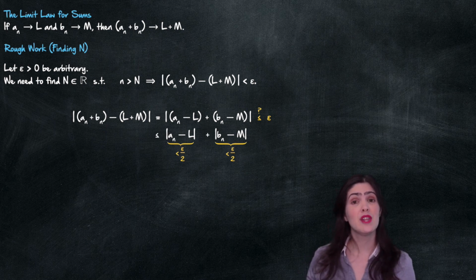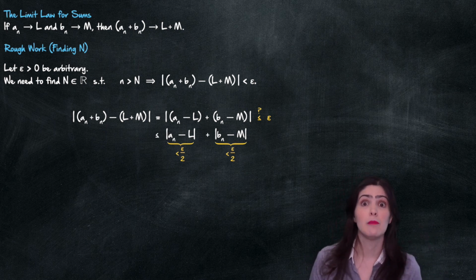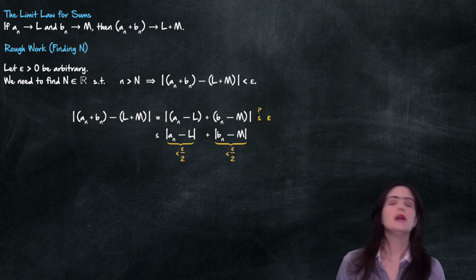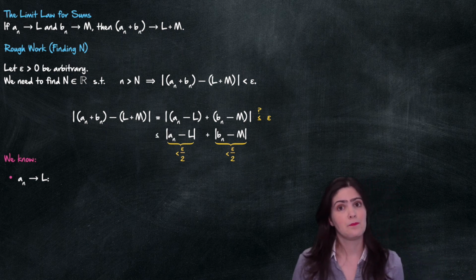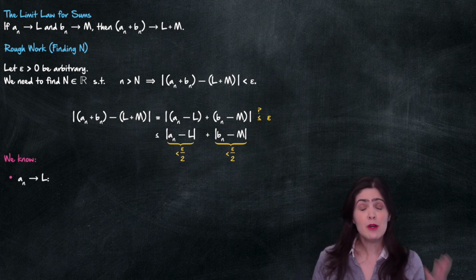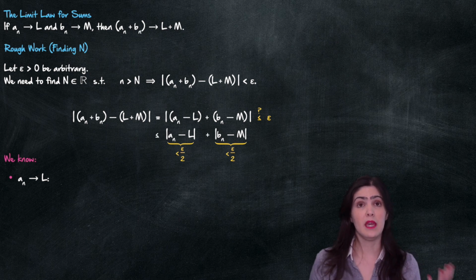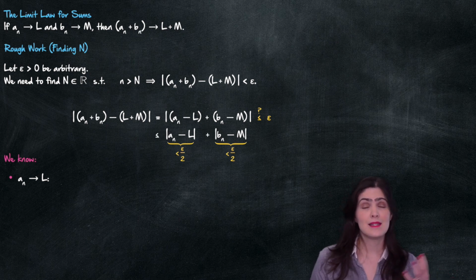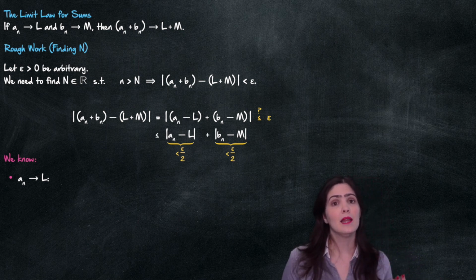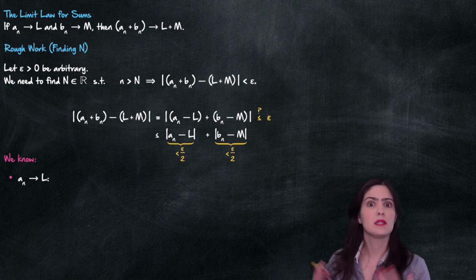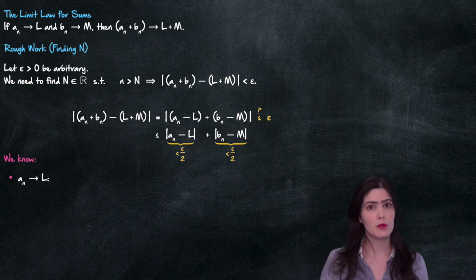If I manage to do that, I'll be done. It'll be perfect. So how can we do that? Well, remember that we know that an converges to L. So for any positive number that I pick, let's say epsilon prime, I can make the distance between an and L less than that epsilon prime. Remember, it's any positive number in the world.